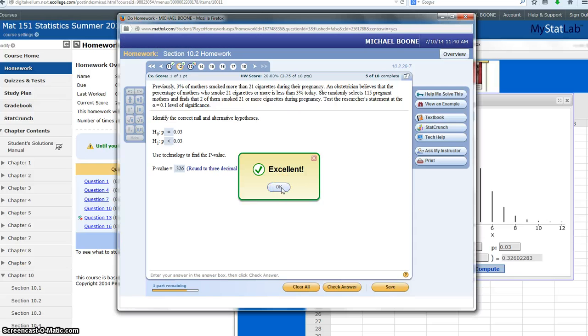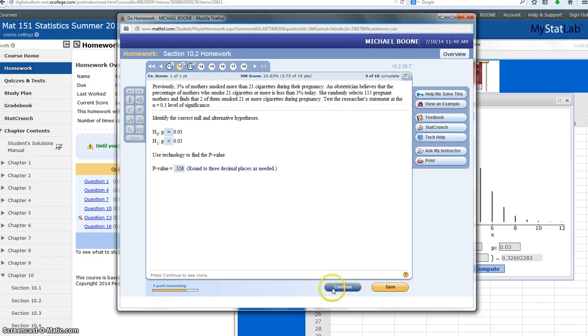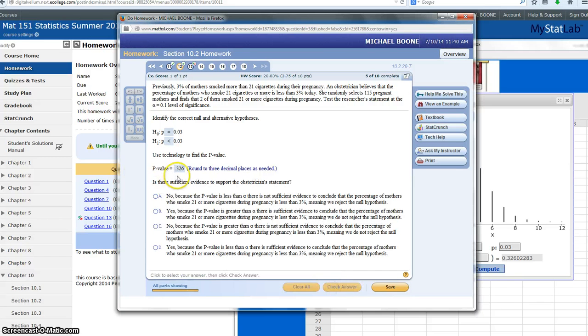And so that's different than if we used the normal calculator to do it. So from here, we know if the p-value is low, the null has got to go. But if it's higher than our alpha, then we would fail to reject. So when I fail to reject, we're saying it's not sufficient. So is there sufficient evidence to support the claim? No, there is not. So we're looking at A or C.